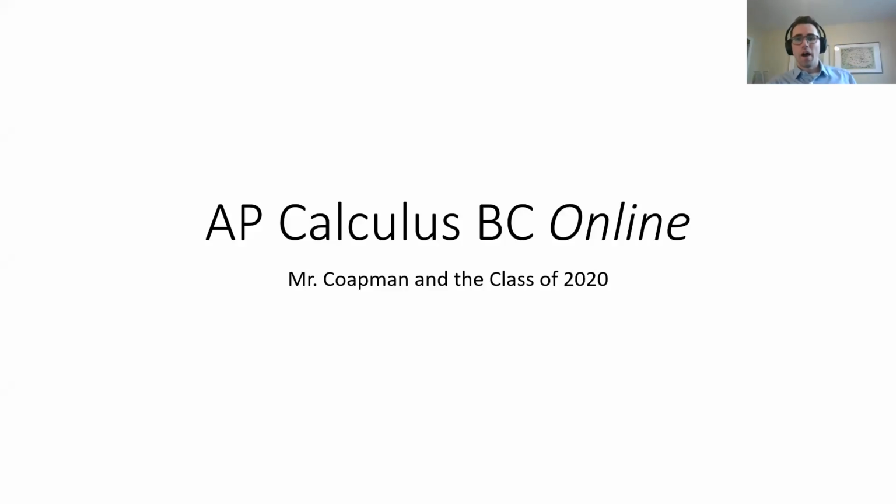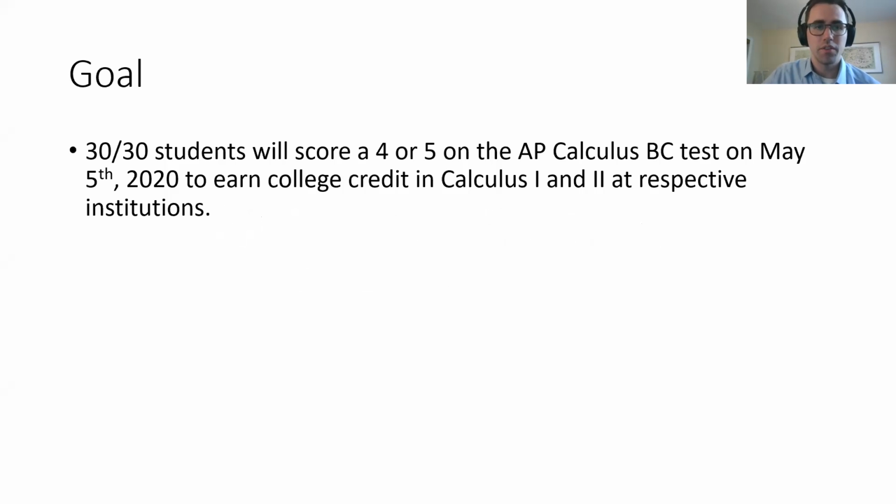All right, so just to kick us off, reminding us of our big goal here, we are still shooting for 30 out of 30 students to score a 4 or 5 on the AP Calculus BC test on May 5th, 2020 to earn college credit in Calculus 1 or 2 at our respective institutions. So with that, we're going to keep chasing this goal despite the coronavirus. We're going to find a way to make it happen.